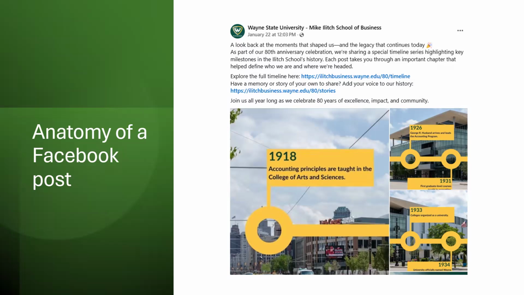I think most people have seen this. And this is a desktop view of the Illich School's post from January. A couple of things that I want to point out. One, the posts that you generally see on Facebook are not, at least organically, trying to sell you something. And most of the time, people are not interested in buying something that's organically posted.